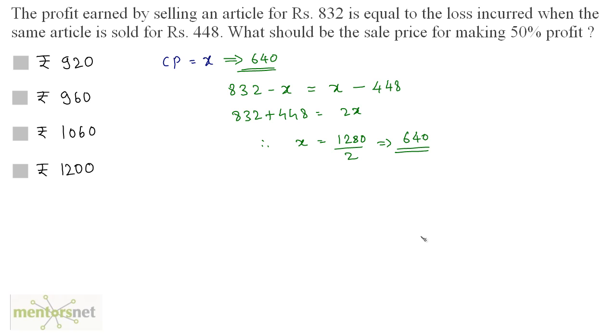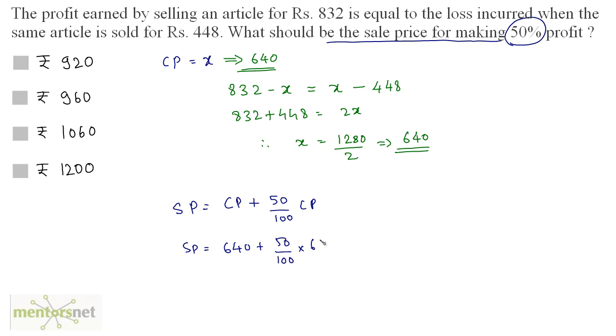We have the cost price. Now the question is, what should be the sale price for making the 50% profit? So the selling price is equal to the cost price plus some percentage of the cost price, and that percentage is the profit percentage. So plus 50% of the cost price. So selling price is equal to 640 plus 50 by 100 times 640. So this is equal to 640 plus 50% of 640, which is 320, and we have our answer as 960 rupees. So the selling price is 960 rupees.